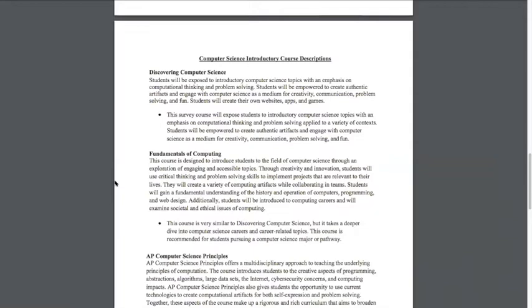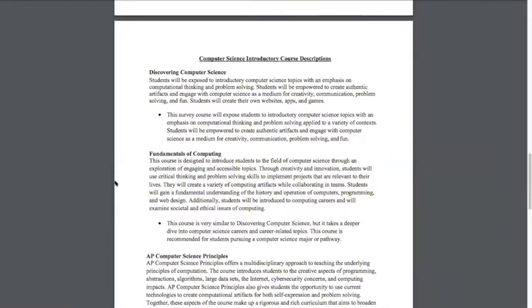Fundamentals of computing is, again, a survey course. It's the basics. It involves critical thinking and problem solving, again, creativity and artifacts. It takes a slightly deeper dive in the career side of things, as well as the societal and ethical impacts of computing. So they're going to take that career piece and dig quite a bit more into it. And this is the course that's recommended for students that are pursuing a computer science major or pathway.